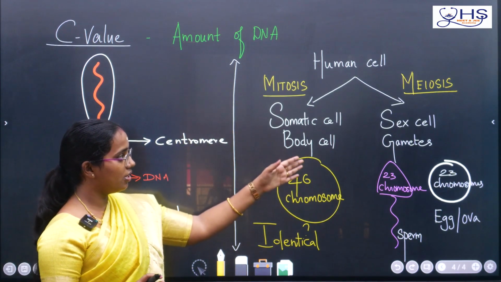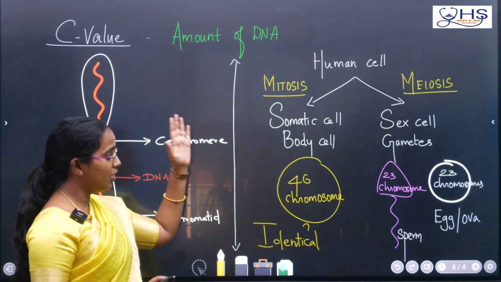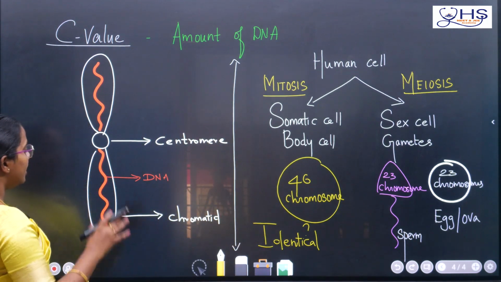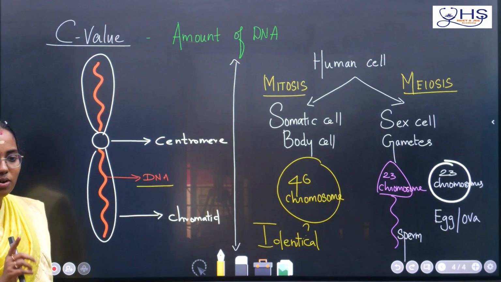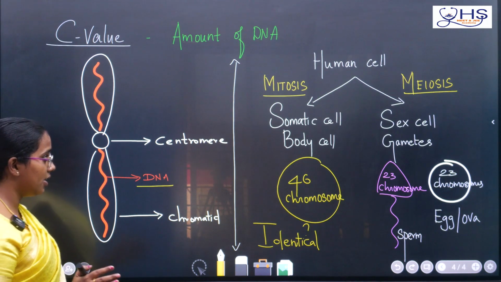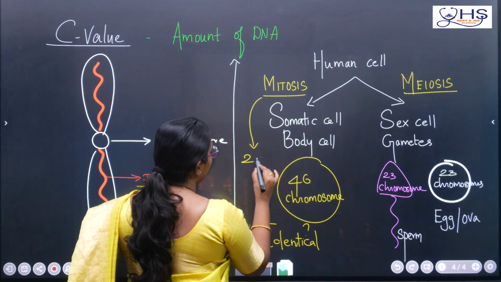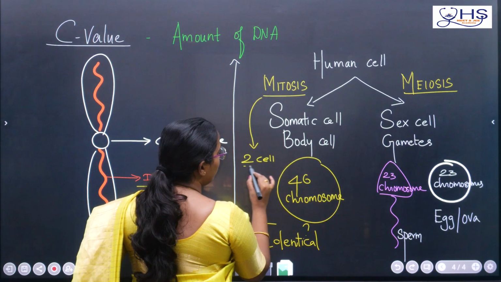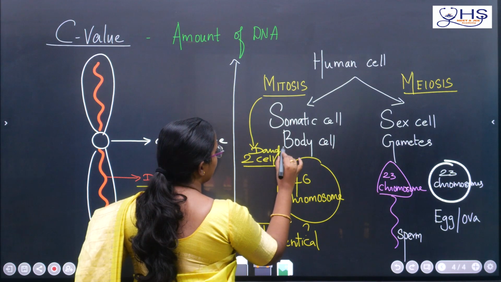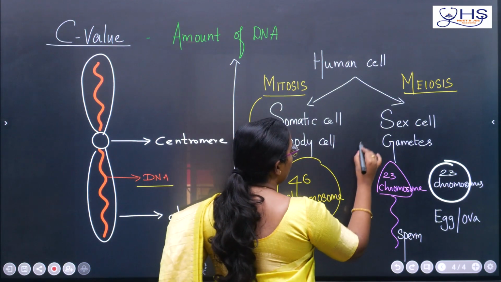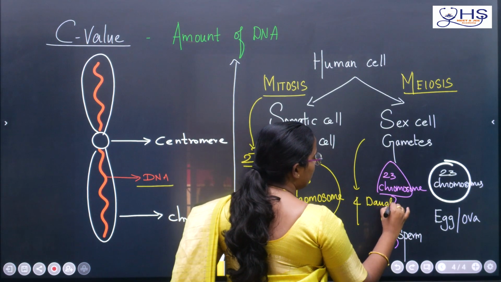So we are going to learn how meiosis takes place and how mitosis takes place. But in meiosis or mitosis, DNA duplication will take place only once. DNA doubles only once. Why am I saying that? Because in case of mitosis, we'll get only 2 daughter cells. But in case of meiosis, we will get 4 daughter cells.